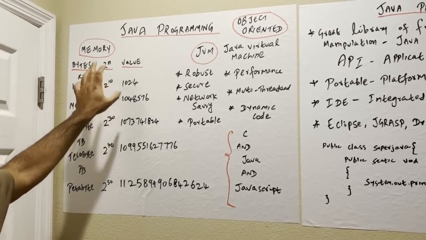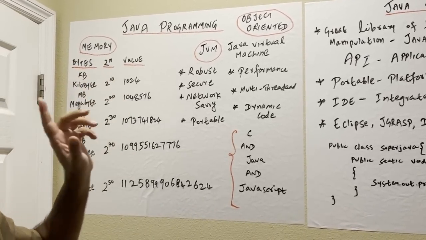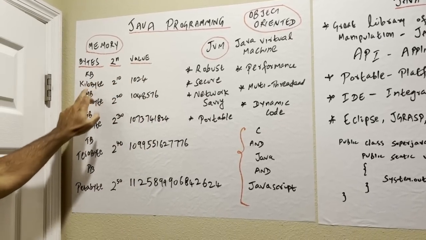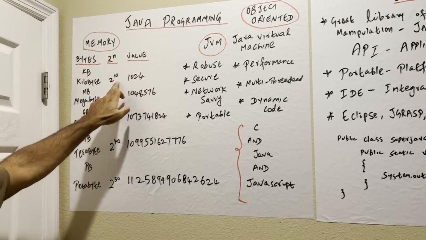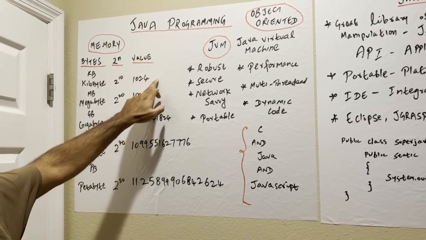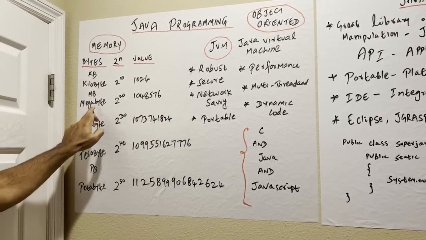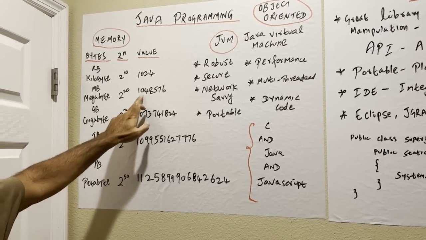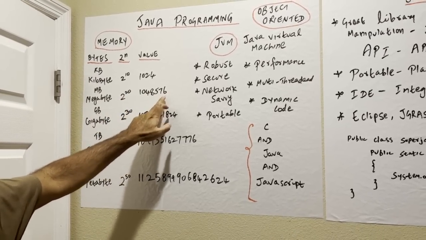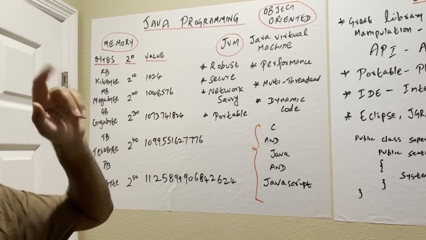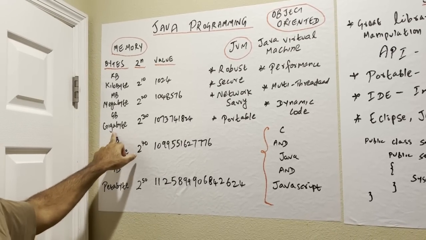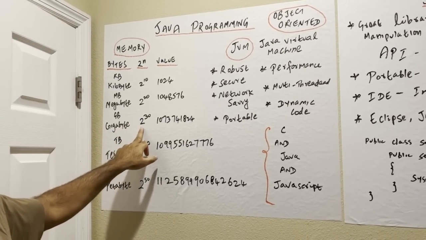2 to the power of n. What is n is the question. Then the value. We'll start with the kilobyte, which is 2 power 10, so 1024 bytes. Next is the megabyte, which is 2 power 20. It's a large number, 1048576. We call it 1 M or 1 MB. Next is the gigabyte, that's 2 power 30.